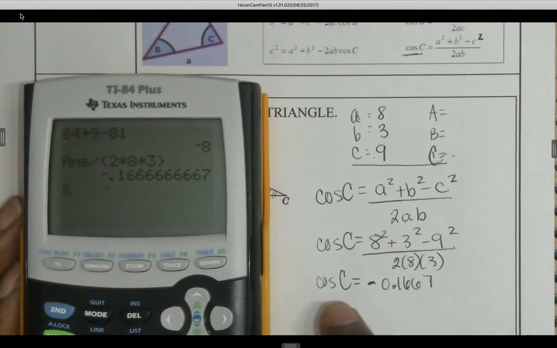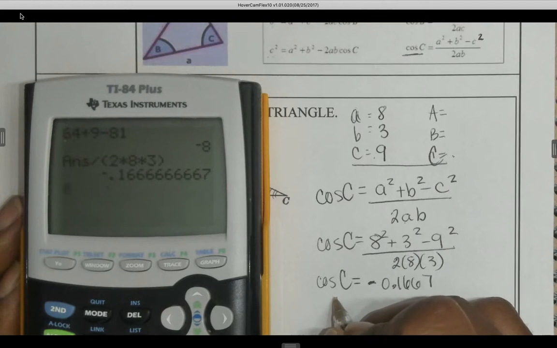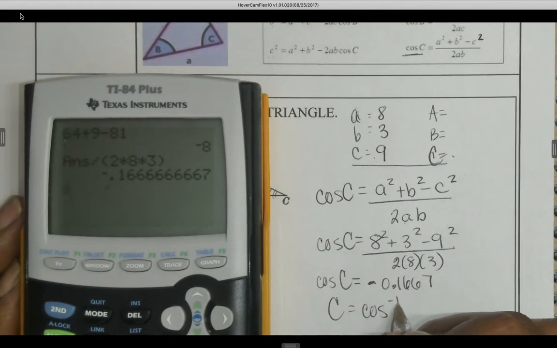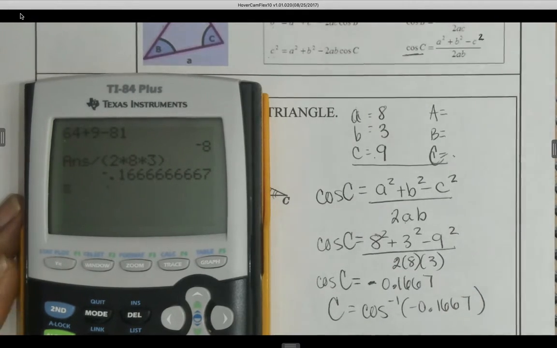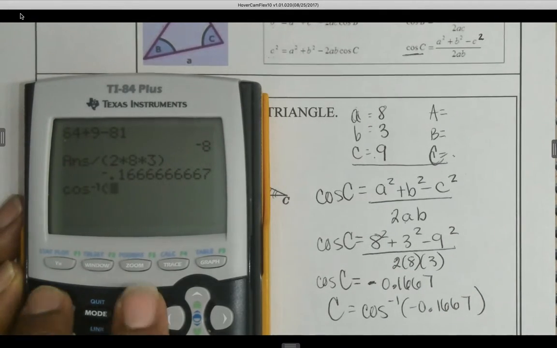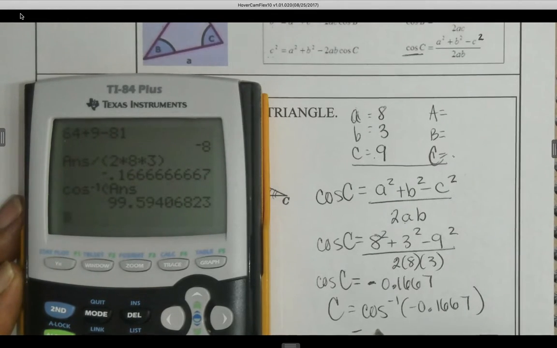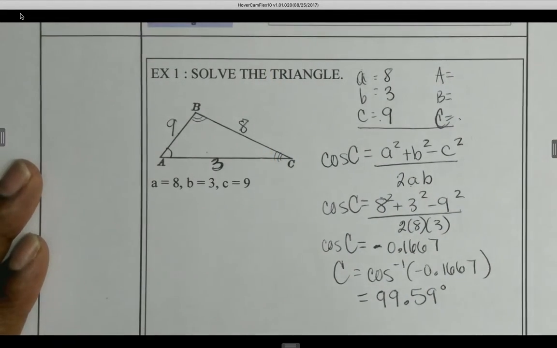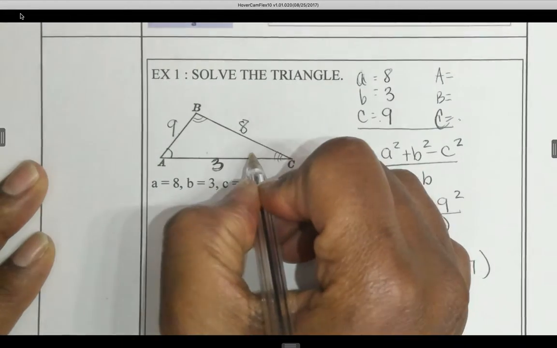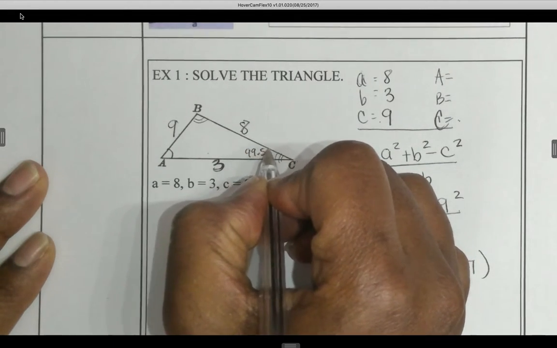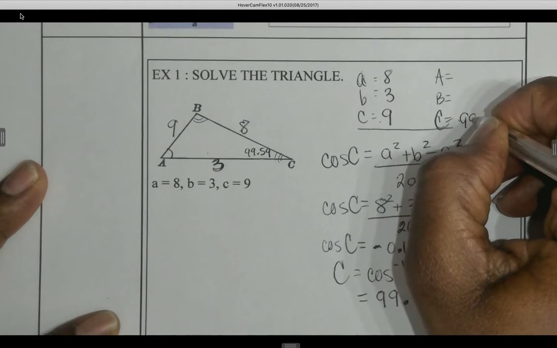It's not my angle. So in order to find my angle, just C, I have to do cosine inverse. Okay, so I'm going to say C equals cos inverse of negative 0.61667. I'm going to do a second cos, so cos inverse of that previous answer. Hit enter, and I get now that the angle is 99.59 degrees. Okay, so almost 100 degrees. So that lets me know my largest angle is 100 degrees, or 99.59. Right, so I'll put that here.